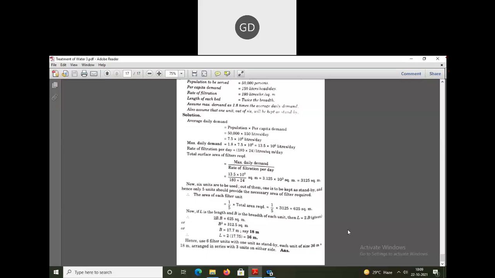So you are using 6 filter units, where one filter unit will be kept as standby, and each unit is of size 36 meters by 18 meters. So this is your slow sand filter, a very easy numerical. I hope you have understood.